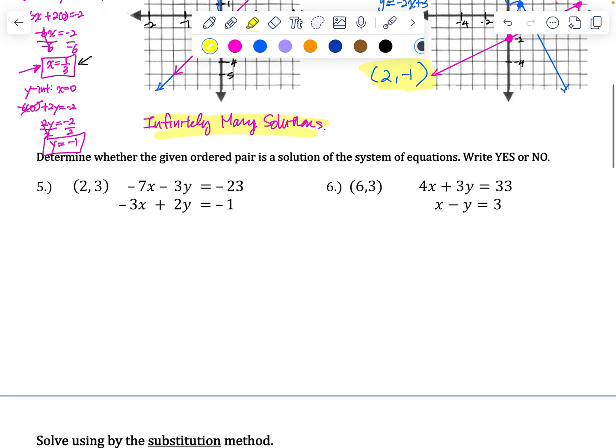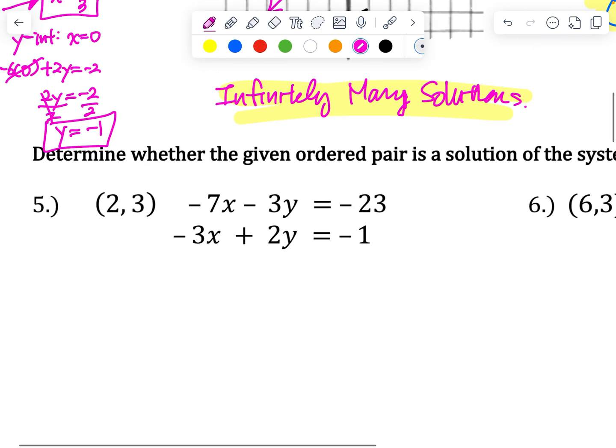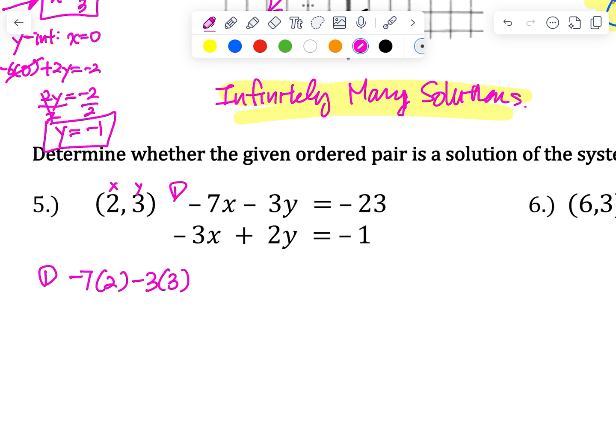Okay, next one. It says determine whether the given ordered pair is a solution of the system of equations. Write yes or no. Okay, you can't just write yes or no, you've got to show work. So I'm going to substitute in 2 for x and 3 for y. Equation number 1: -7 times 2 minus 3 times 3 equals -23. -14 minus 9 equals -23. That does come out -23 equals -23.